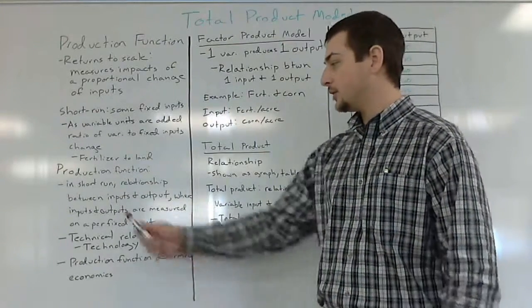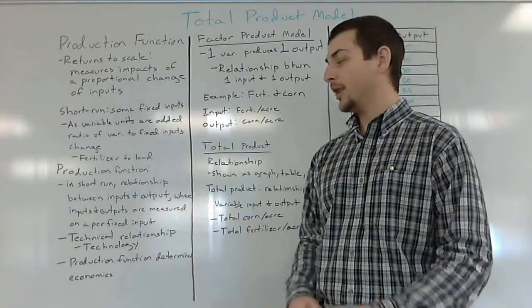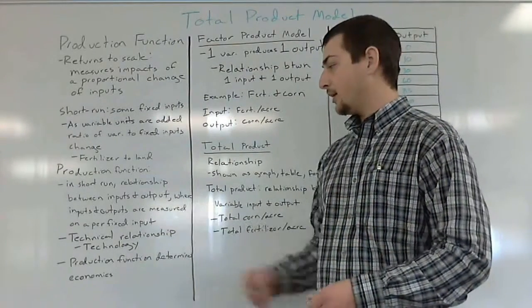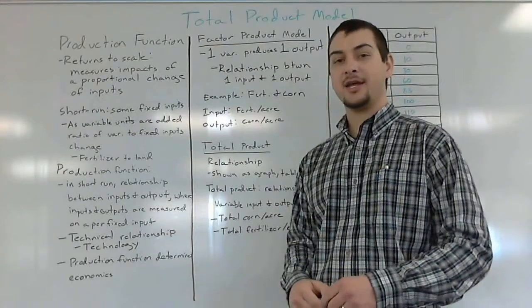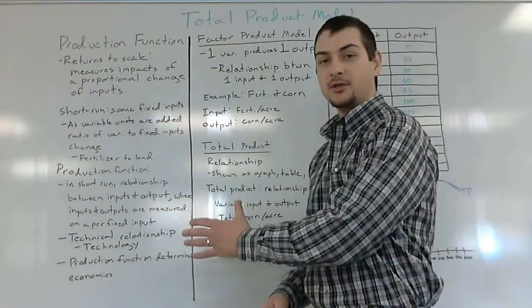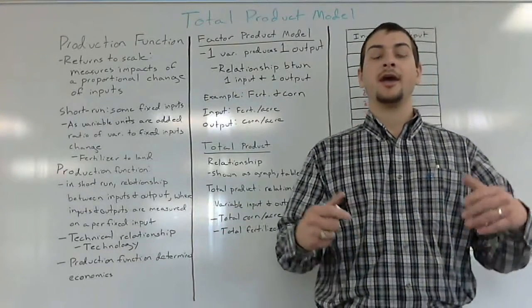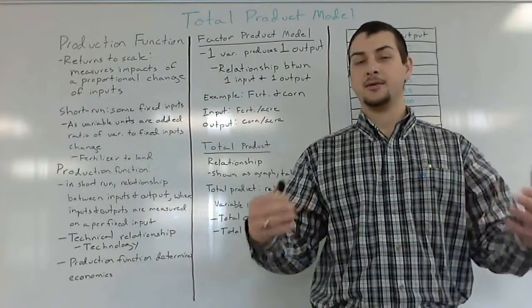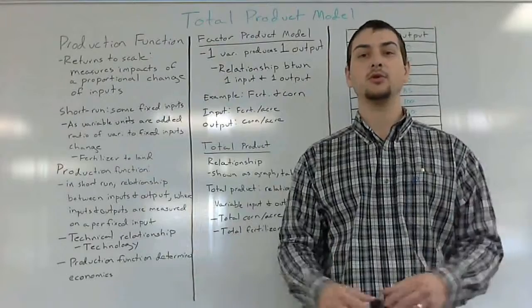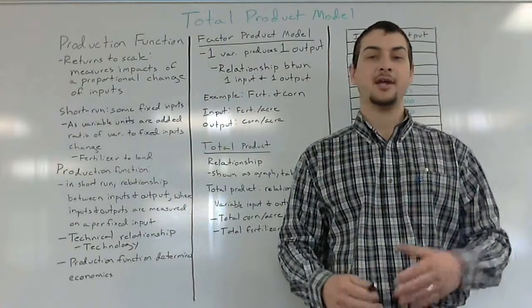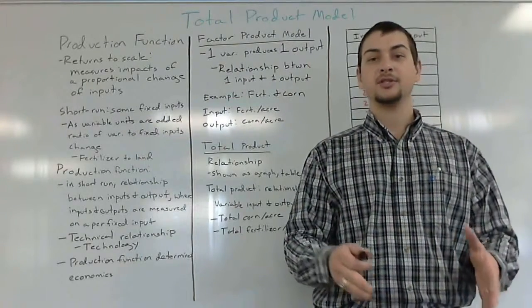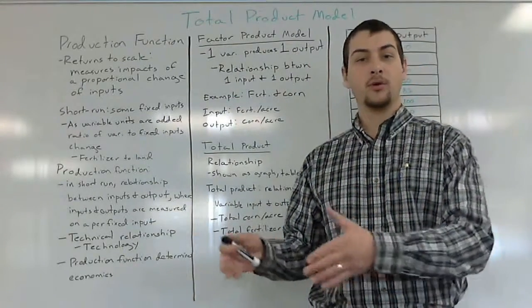So the production function in a short run is a relationship between the amount of inputs and the amount of outputs, where inputs and outputs are measured in a per fixed unit factor. So what we're doing with the production function is we're going to say how many units of, say, fertilizer are we going to use versus how much of a yield are we going to get out. So we might say how many pounds of fertilizer per acre versus how many bushels of corn per acre.